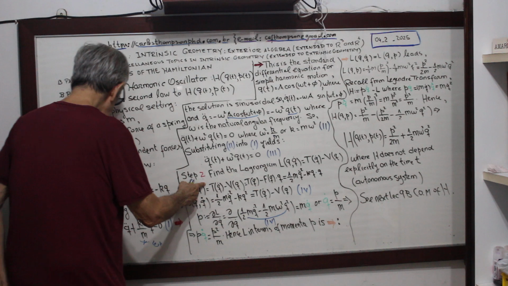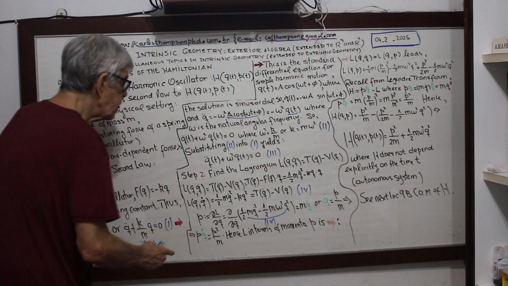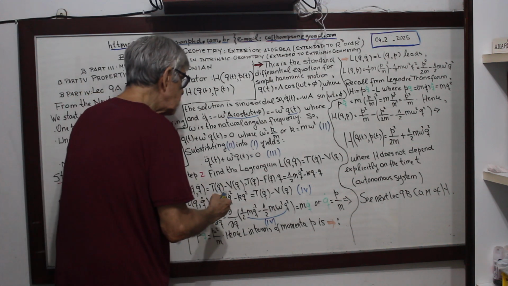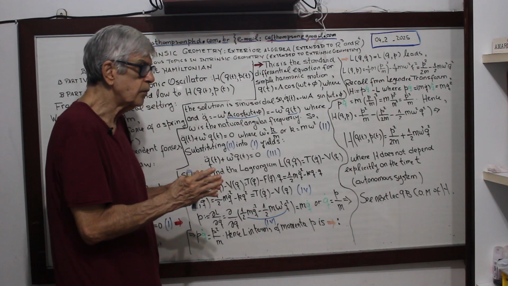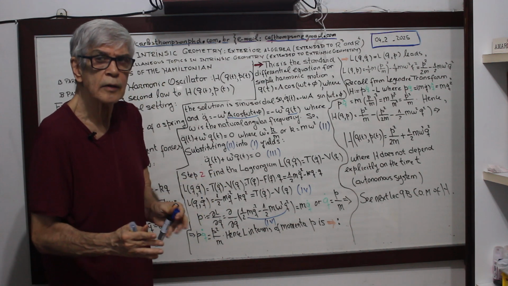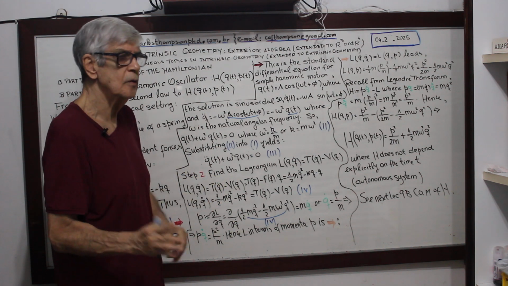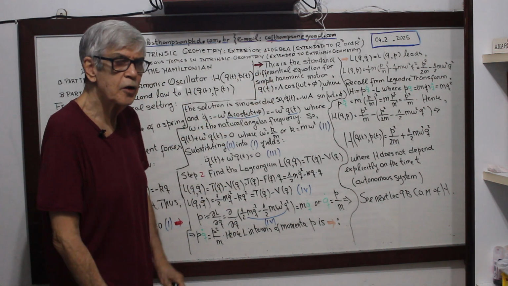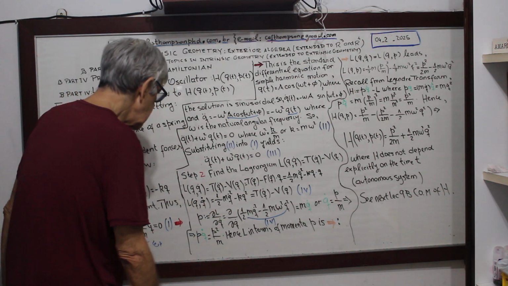So step 2, attention now, this is step 1. Now this is step 2. Then I will find the Lagrangian. Okay, attention now. The Lagrangian leads to the Hamiltonian using what? Use the Legendre transformation. Go there, the derivation is clear, in previous videos over there.